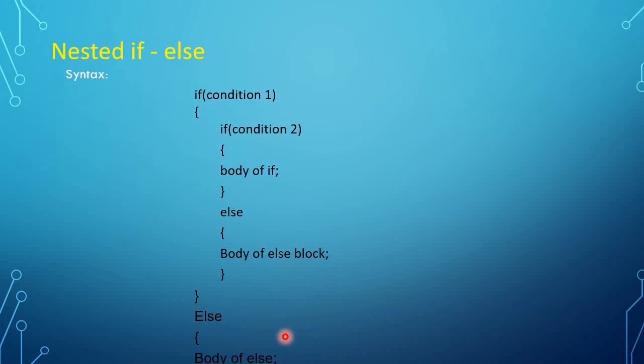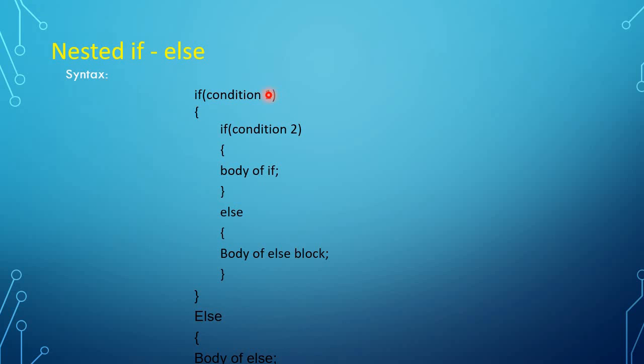The third one is nested if else. Here an if else block will be nested into another if block or else block. When condition 1 is true, the control moves to a particular region. Here if condition 2 is met, then this body of if will be executed, leaving this one and this one also. Then move to the next instruction.